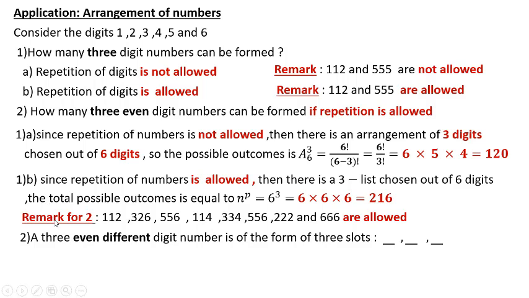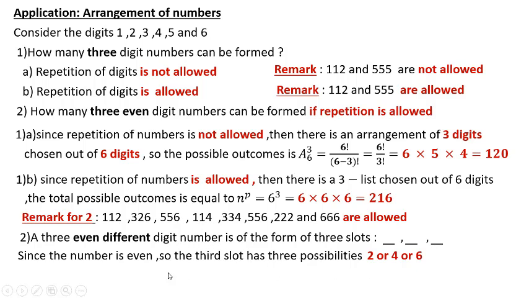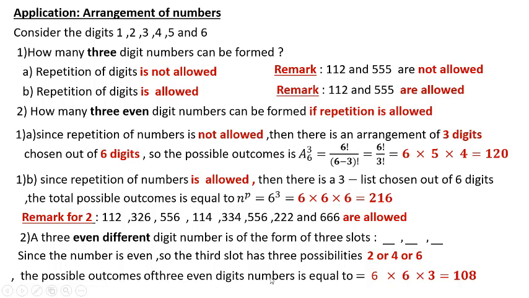Let's start by solution. You may consider any 3-digit even number in the form of 3 slots. In this case, I apply the technique of slots. Start by the main condition. Since the number is even, then the third slot, which is the units digit, has 3 possibilities, either 2 or 4 or 6. Now, since repetition of numbers is allowed, then the second slot and the first slot can be filled in 6 different ways. Then the possible outcomes of 3-digit even numbers is equal to 6 multiplied by 6 by 3. 6 refers to the first slot, this 6 refers to the second slot, and the 3 refers to the main condition. This number must be even. Then the total possible outcomes is 108.